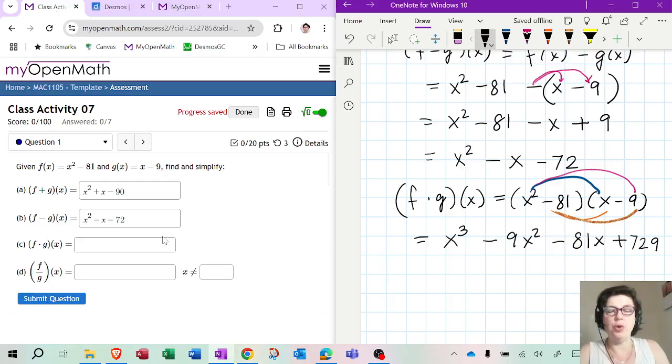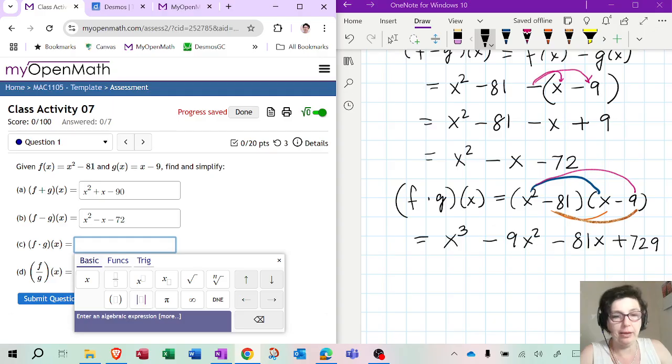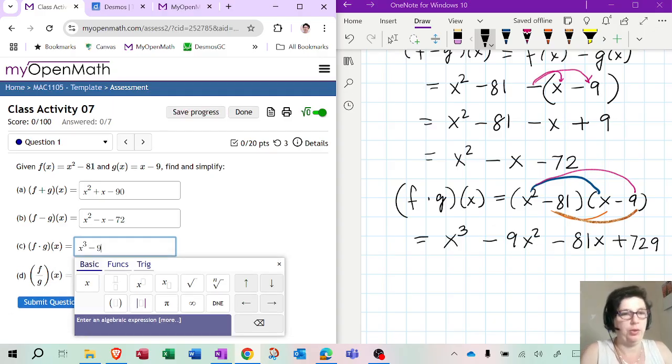Now, there is no way to simplify this further. Remember that x cubed and x squared and x don't mix. You cannot simplify them or combine them into one term because they are not like terms. Okay, so let me just copy what I found, plus 729.